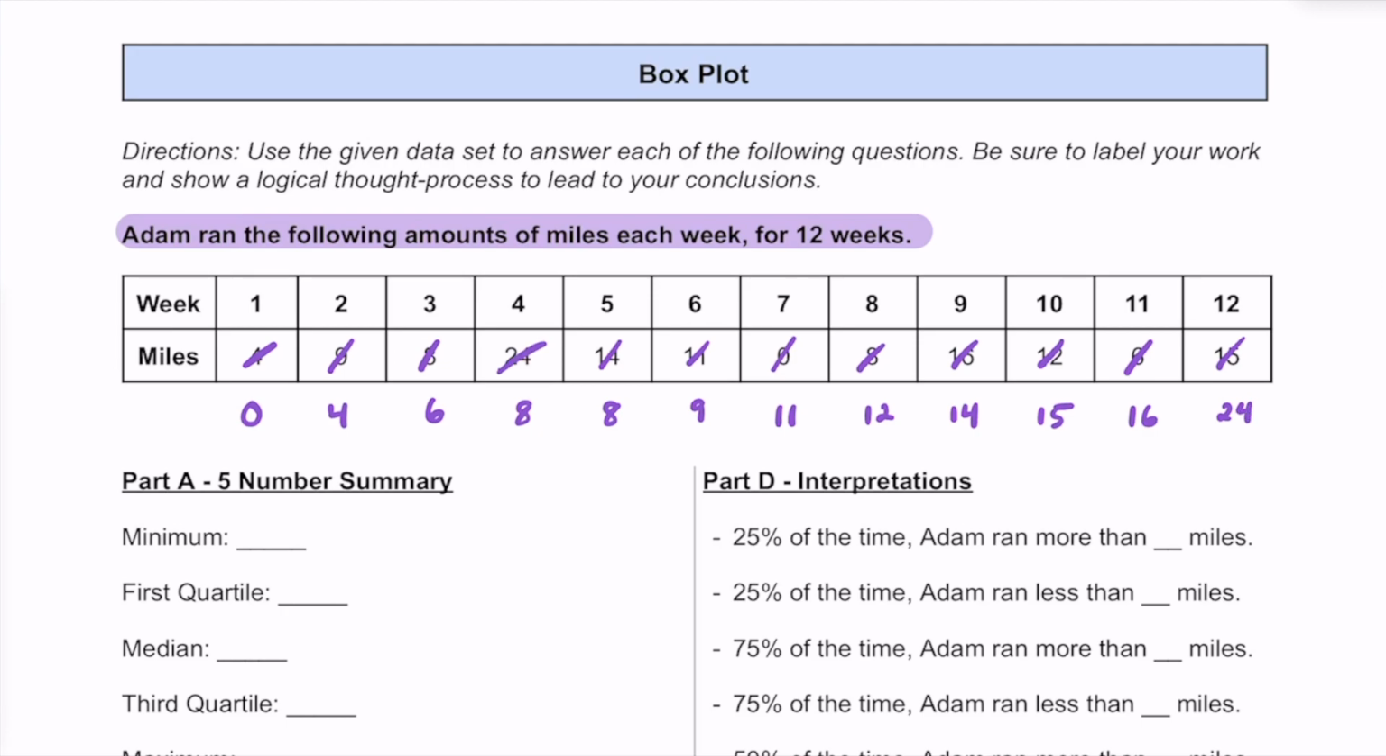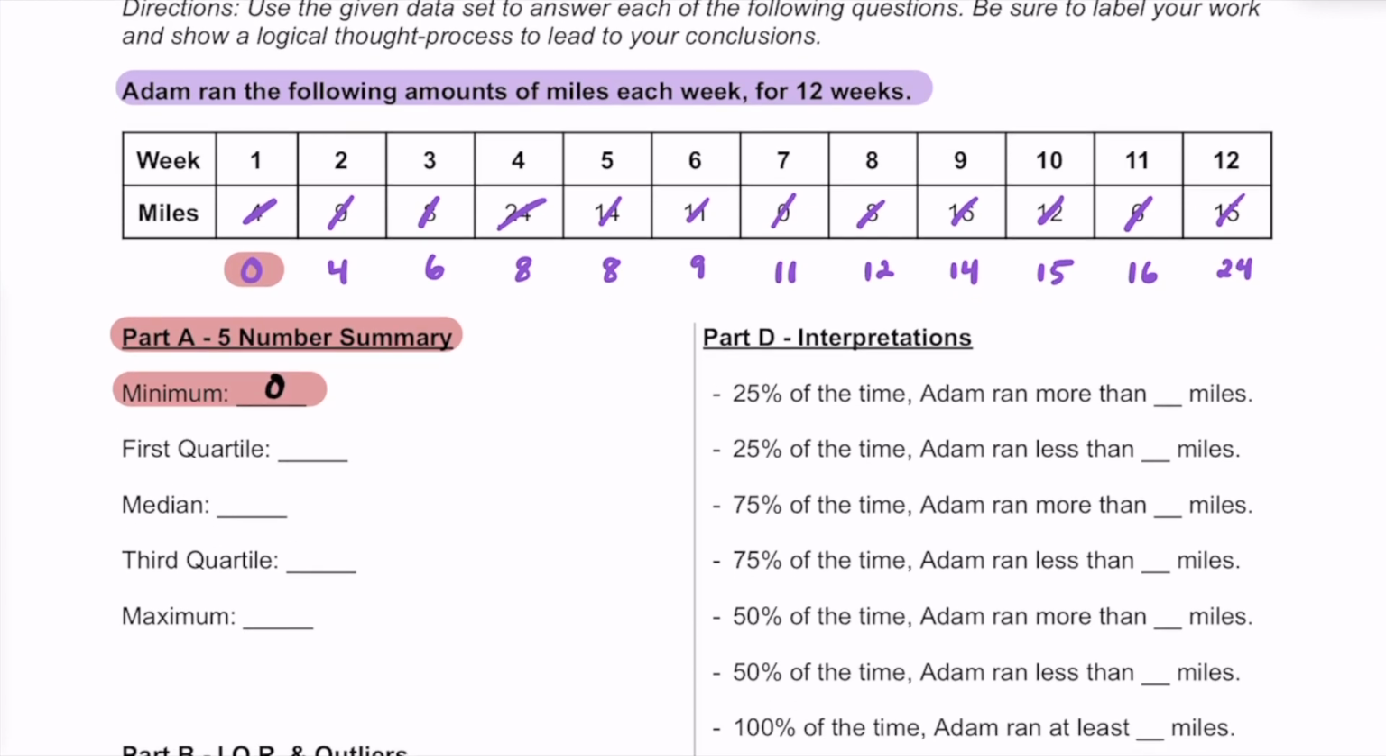Once we have all our data points in order, we can go ahead and find out our 5-number summary. So the first one here is going to be the minimum. The minimum is just going to be the smallest number, and that's going to be 0. So I'm going to go ahead and write the minimum here is going to be 0. Now that we have our minimum, let's go ahead and figure out our maximum, because that's going to be pretty easy to figure out here. So the maximum is going to be the biggest data point. That's going to be 24 miles.